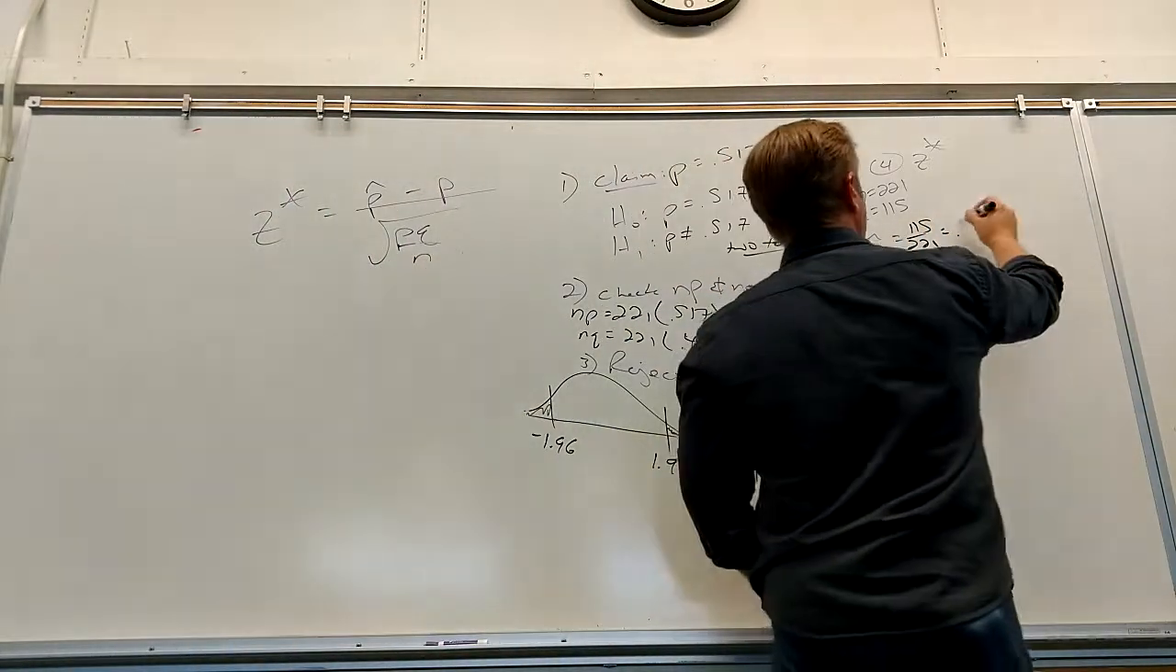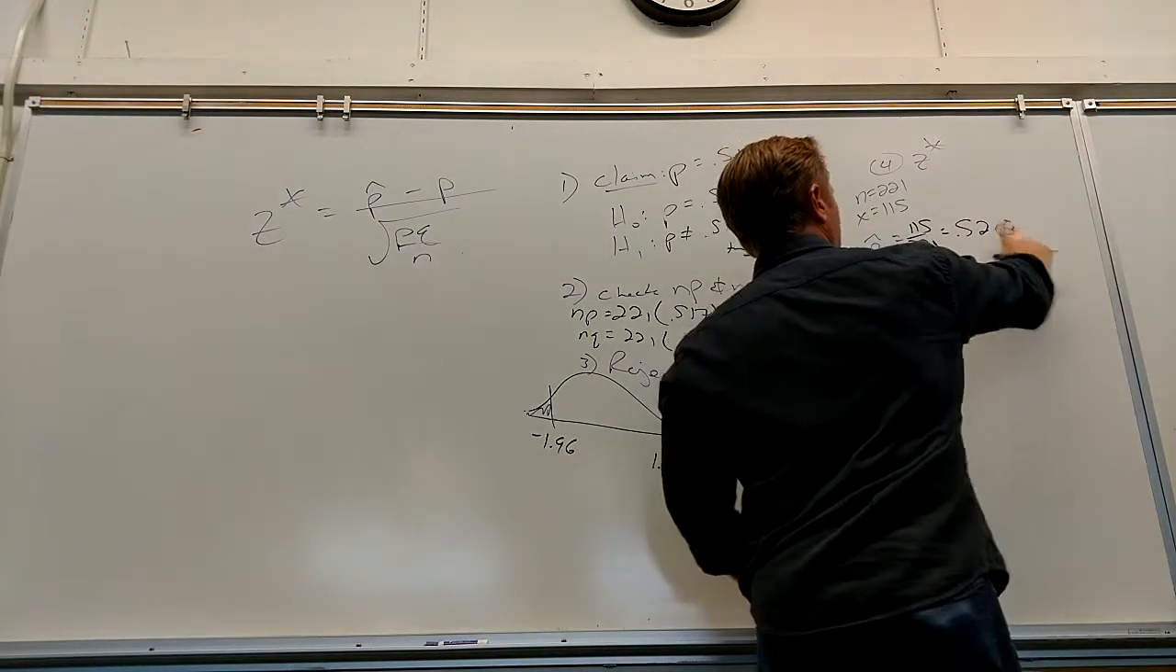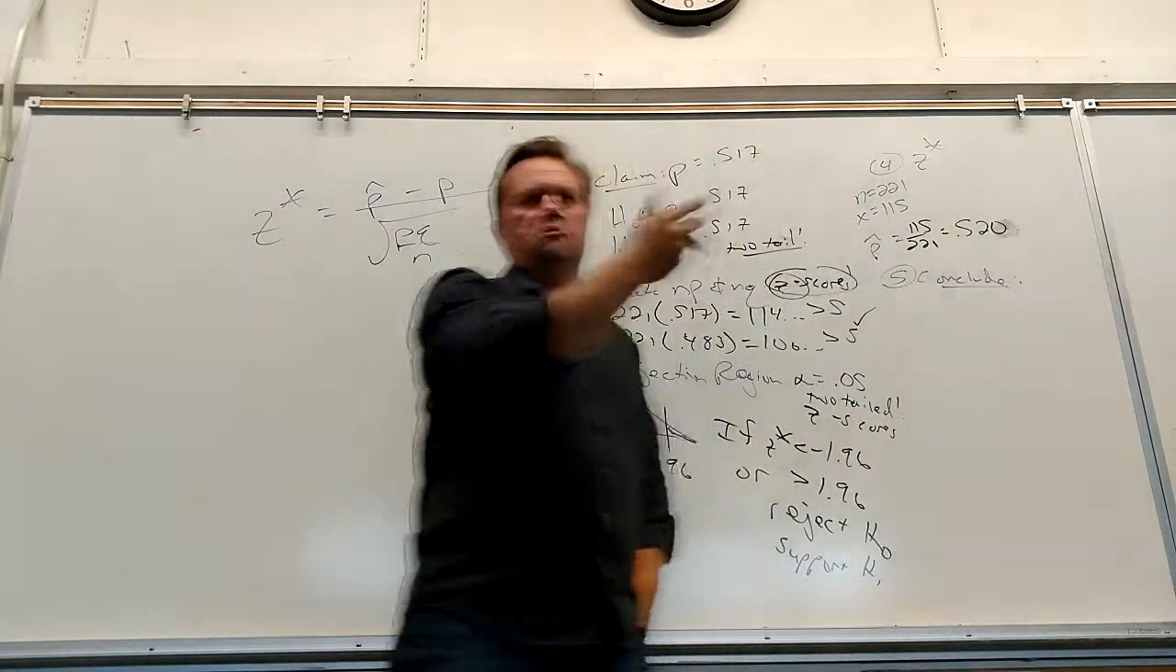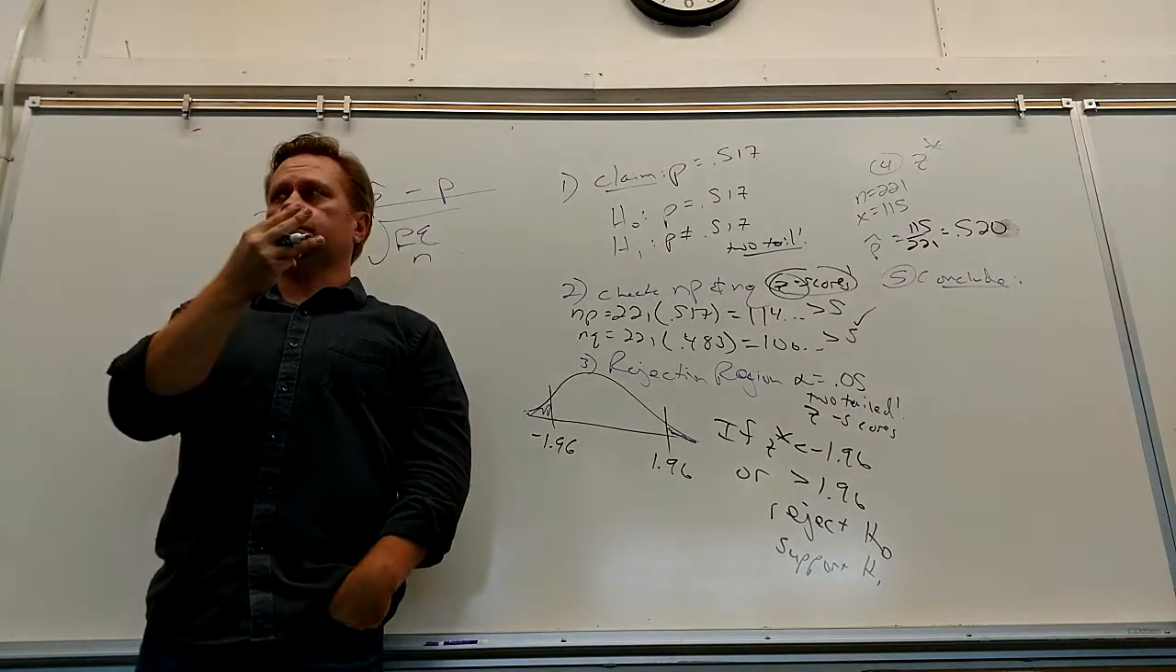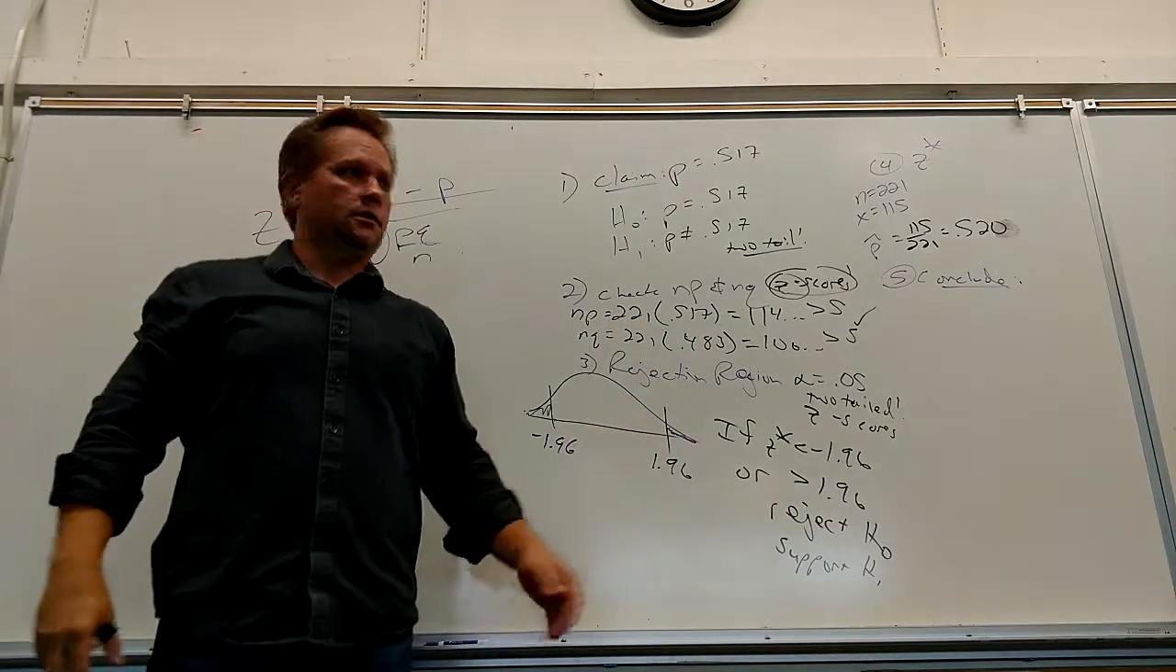0.520? I like it. And you can go at least 3 places. So if you want 4 places, it's even better. But at least 3 places. I know it's still like 5.2.